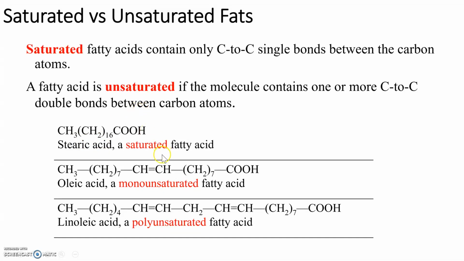Unsaturated fats contain double bonds between some of the carbons. If you have a monounsaturated fat, that means there's one double bond. If you have a polyunsaturated fat, there are multiple double bonds.